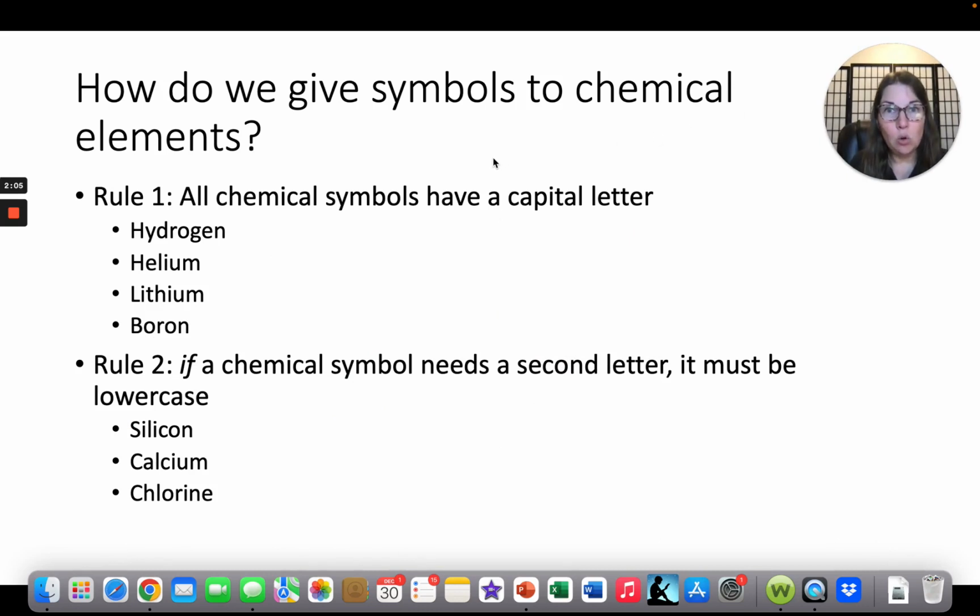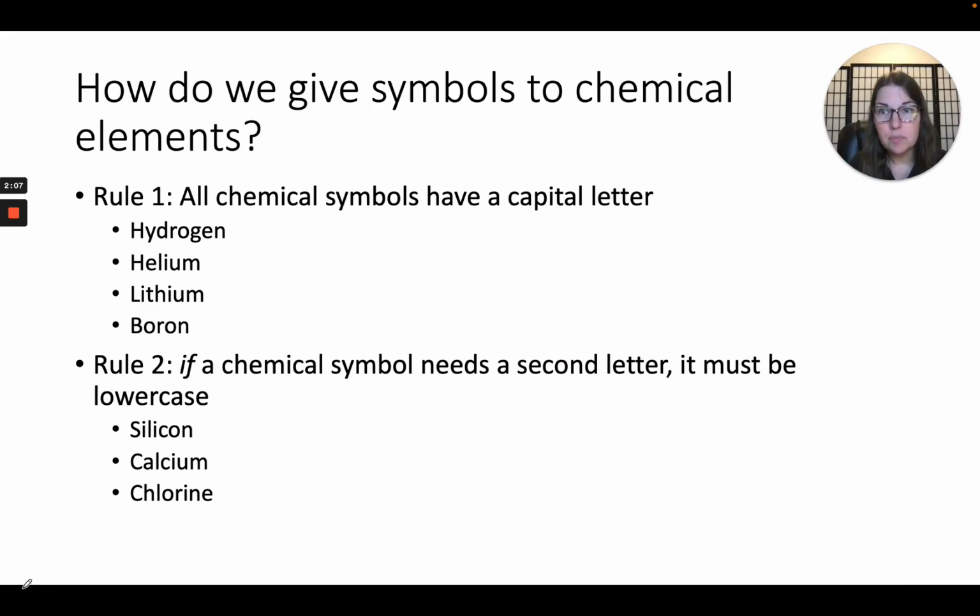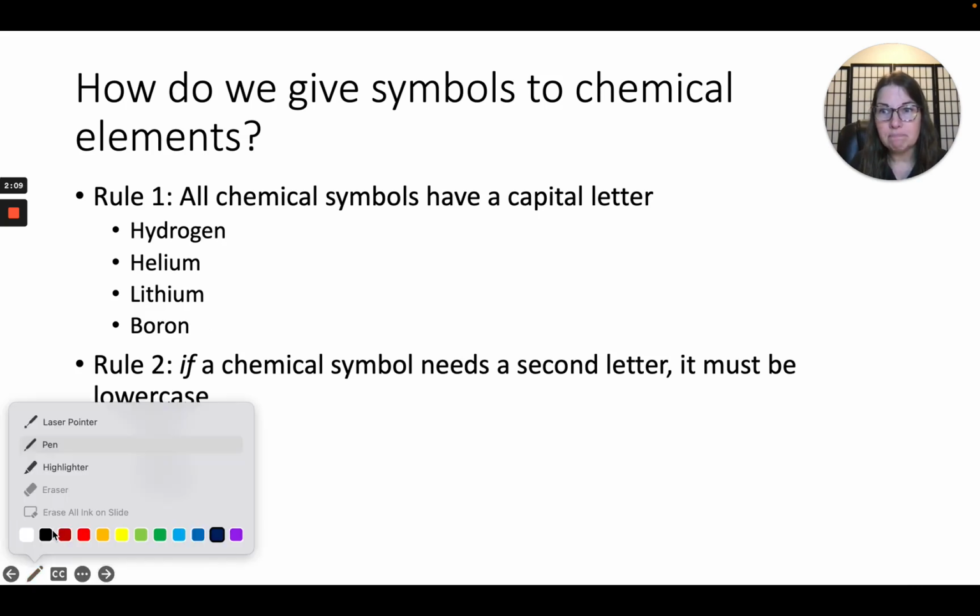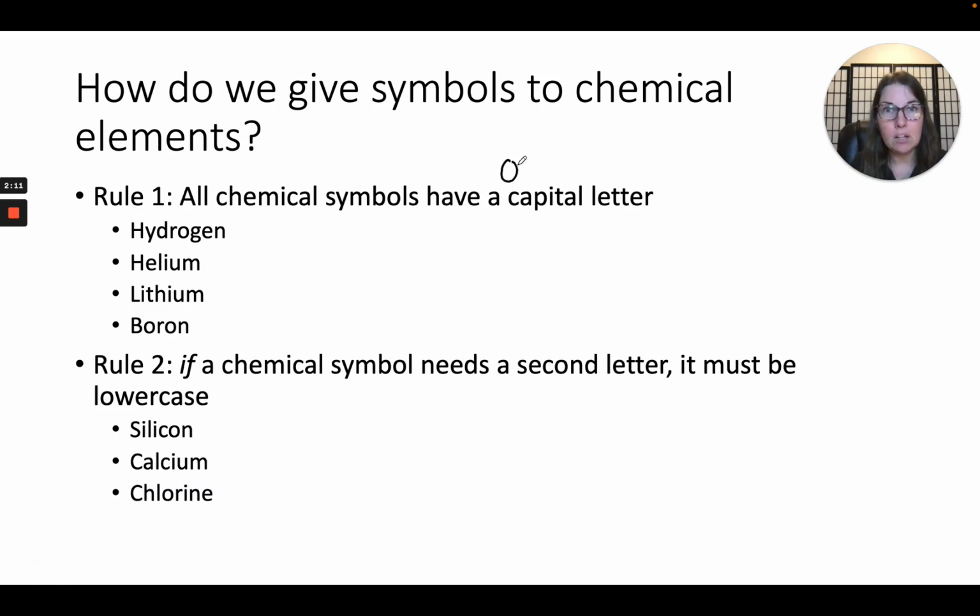All right, so the first rule is that all chemical symbols must have one capital letter. Okay, one and only one. No more than one. I'll write that here. And only one capital letter.